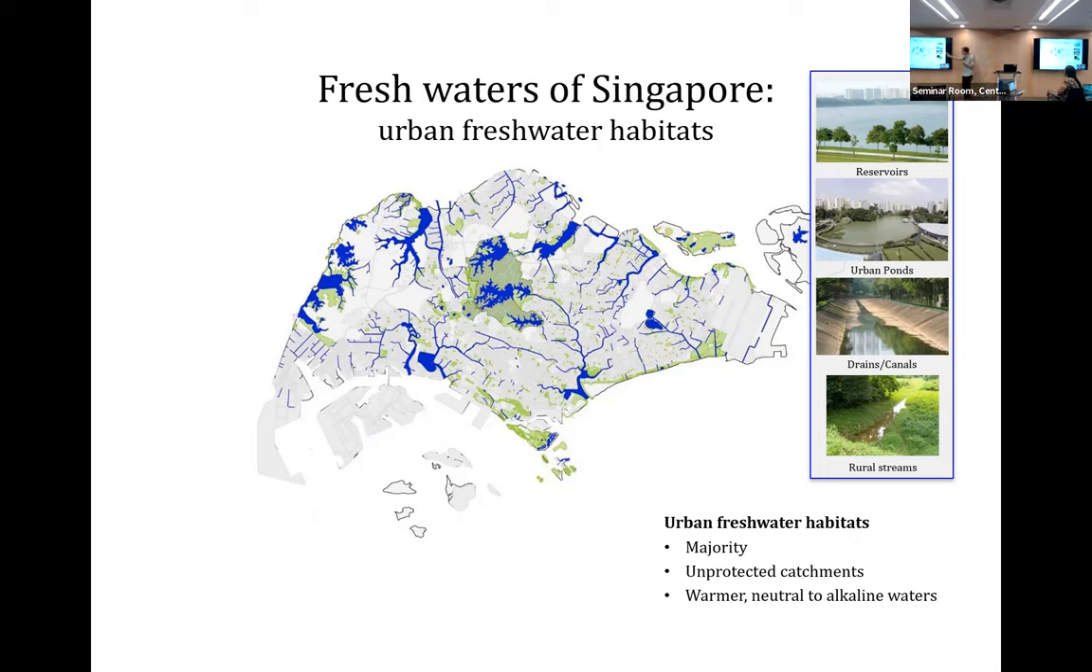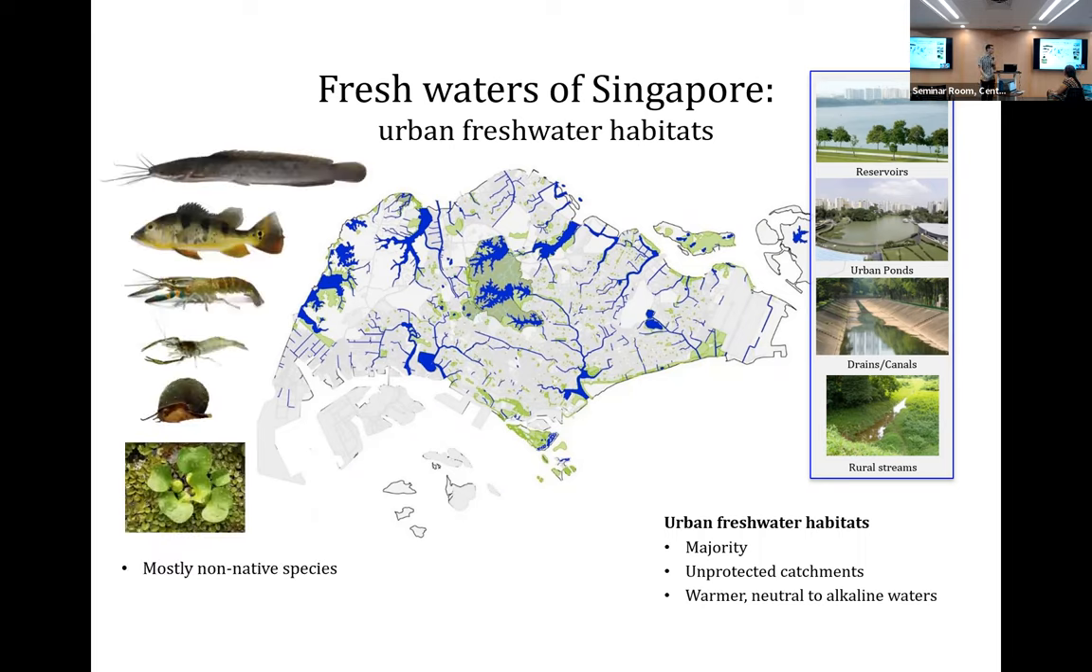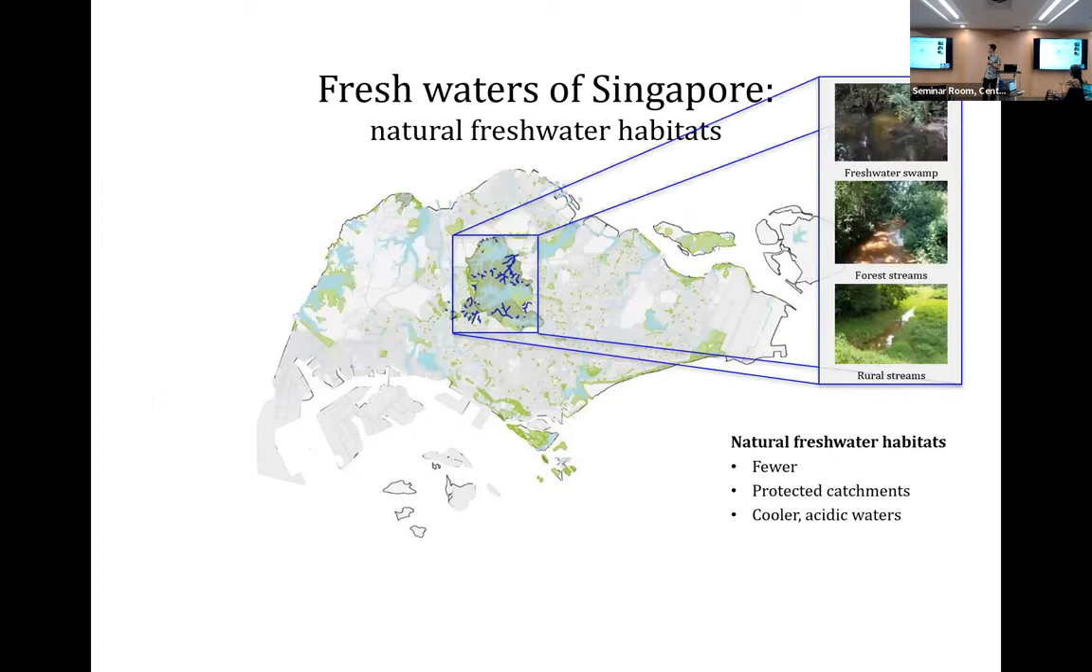And the kind of species living inside these areas can take unprotected catchments. I mean, they can handle a bit of pollution, right? They're a bit tolerant. They can also handle warmer, neutral to alkaline waters. In fact, they may not only tolerate it, they may prefer it, right? Most of the organisms among our freshwater biota in Singapore that can take these conditions tend to be non-native species.